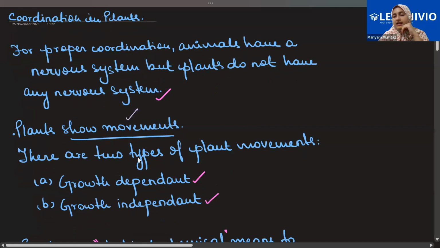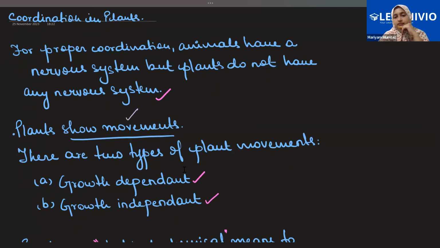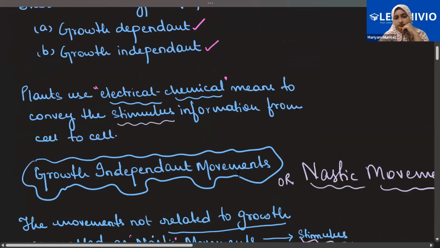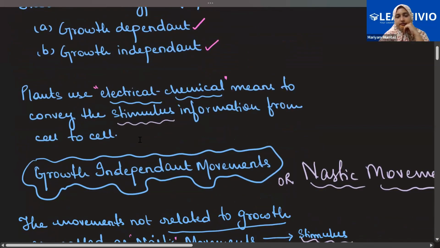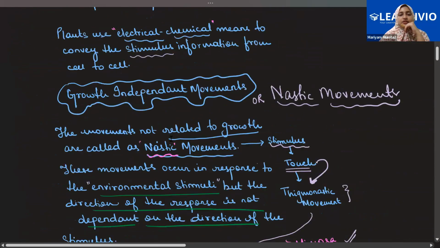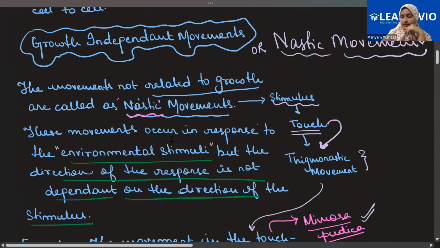So, what is the last thing that you have written in your notebooks? Growth dependent and growth independent. And then we wrote that the plants use electrical, chemical. This part only, right? Yes. Okay. So, I have to teach you the independent movements, isn't it?